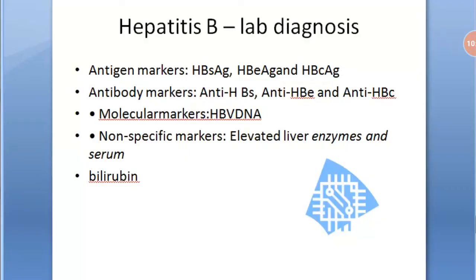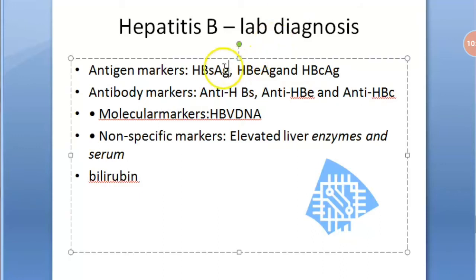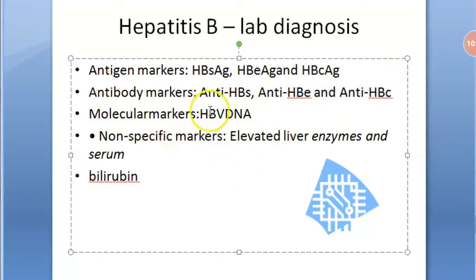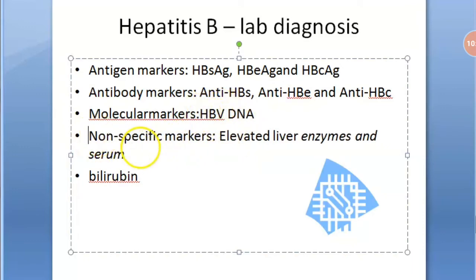Okay, so finally we have reached the stage where we will look at the hepatitis B lab diagnosis. Basically, here you want to detect these antigens like HBsAg, HBeAg, HBcAg. These are the normal antigens you want to detect. And antibodies, what you can detect: antibodies against HBs, antibodies against HBe, antibodies against HBc. Then you have molecular markers, like you can detect the DNA of the virus.